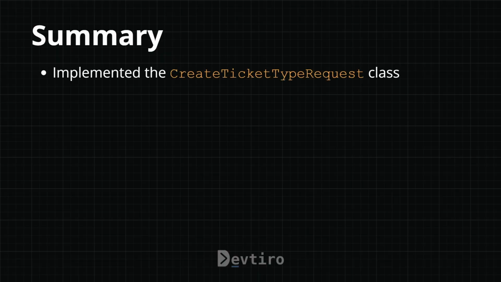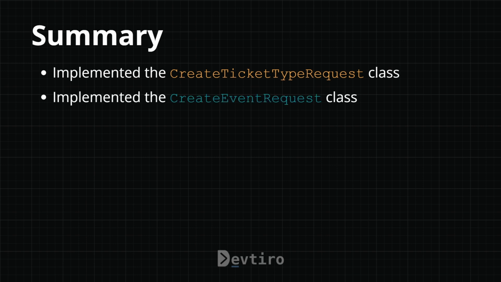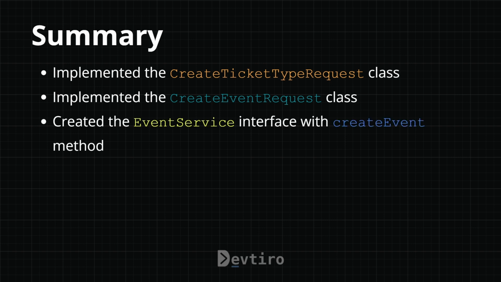So in summary, we implemented the create ticket type request class, and that represents the bare minimum information to create a ticket type. We implemented the create event request class, representing the bare minimum information to create an event. And we created the event service interface, which declares the create event method, a method which, once implemented, we'll use to create an event in the application.